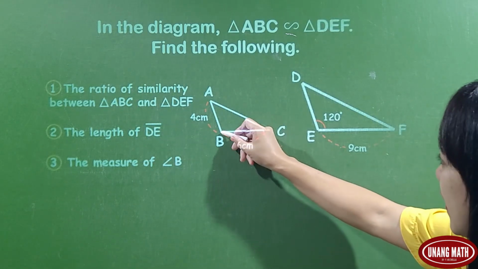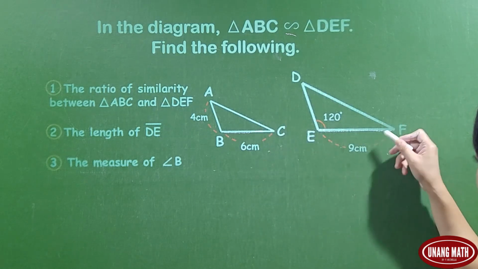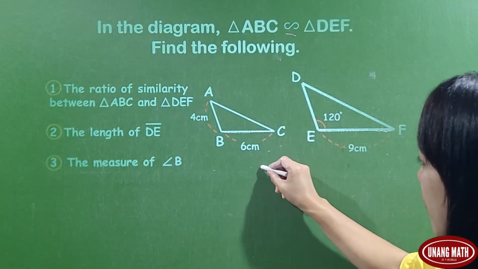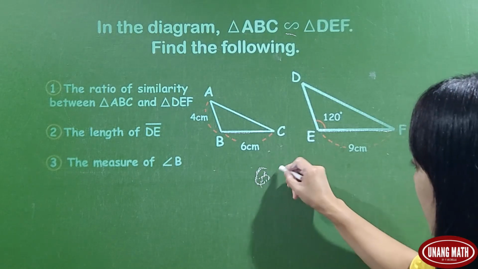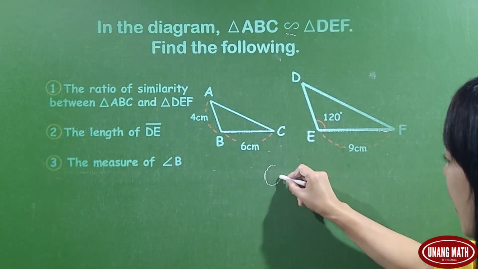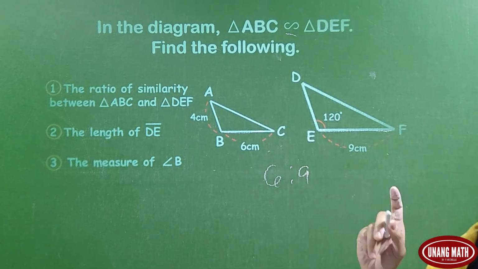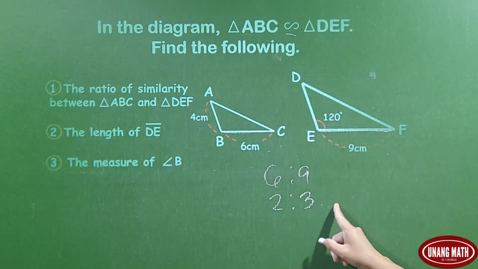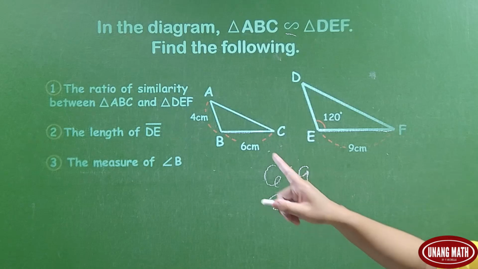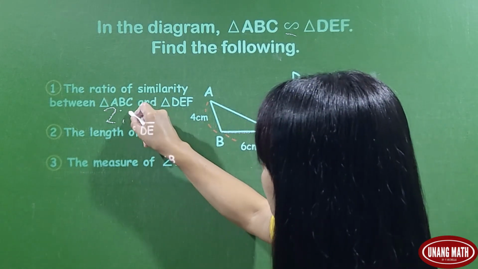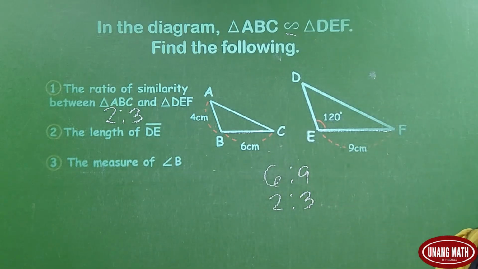First question is the ratio of similarity between triangle ABC and DEF. Since this side is given and this side is given, we will be using 6 centimeters and 9 centimeters. So we have 6 is to 9. If we simplify, divide both sides by 3, then we have 2 is to 3. So the ratio of similarity between these two figures is 2 is to 3.